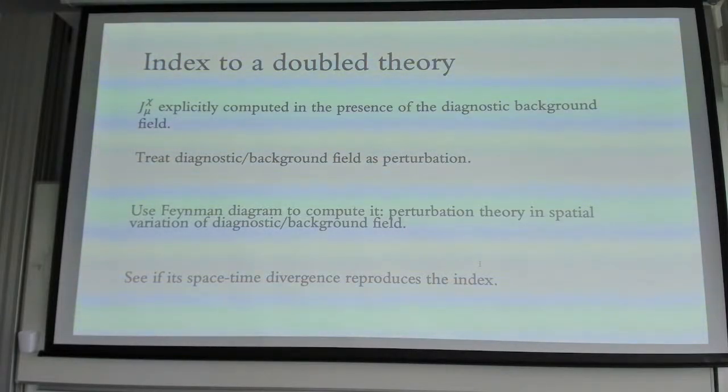Because I'm dealing with free theories, I'm just going to compute J mu chi explicitly in this diagnostic background field by treating the diagnostic background field as a perturbation. And I'm going to do a one-loop Feynman diagram to show that its space-time divergence reproduces the index.